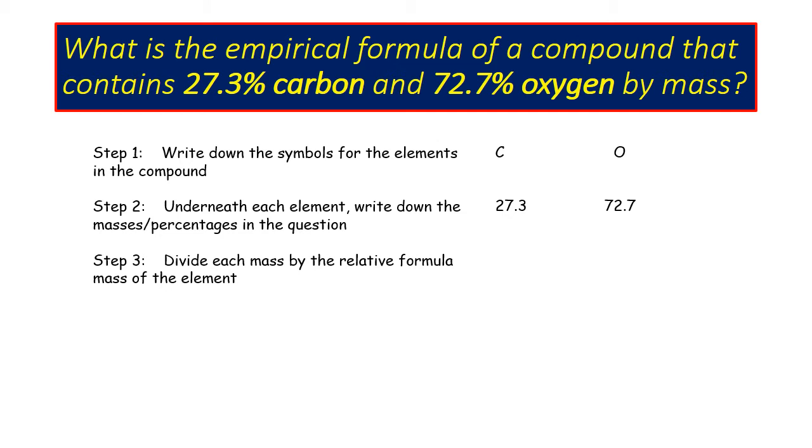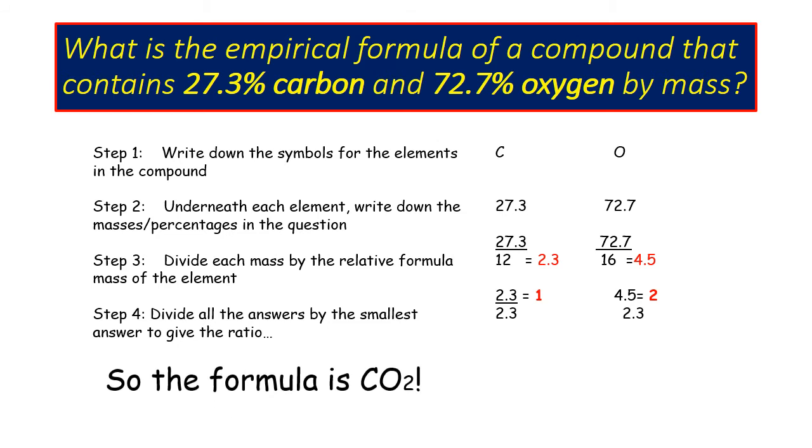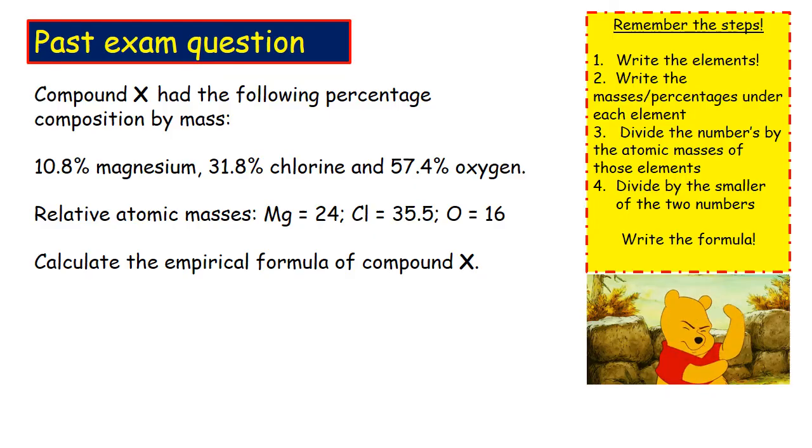Step 3, divide each of these numbers by their relative formula mass. So for carbon we're dividing by 12 and for oxygen we're dividing by 16. And we get those numbers in red. Step 4, we're going to divide them by the smallest of our previous answers. So we're going to do 2.3 divided by 2.3 to give us 1, and 4.5 divided by 2.3 gives us 2. And so our formula is CO2. Don't forget that.